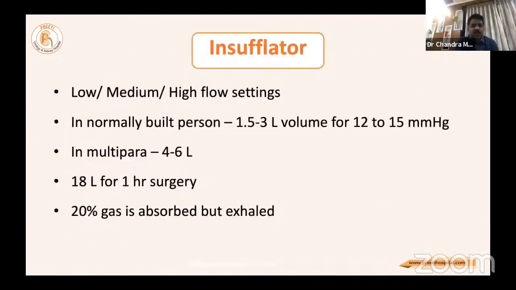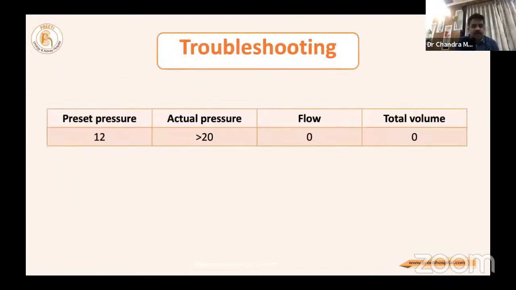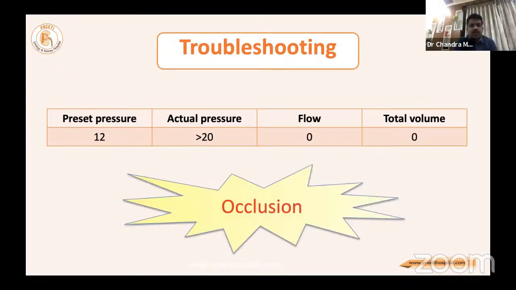Most of my talk is over. Now there are troubleshooting measures like this. Last 2 minutes I am taking. If you have more than 20 pressure without flow, it is occlusion. Occlusion can be in the tube also. If somebody kinks the tube, it will be occluded.